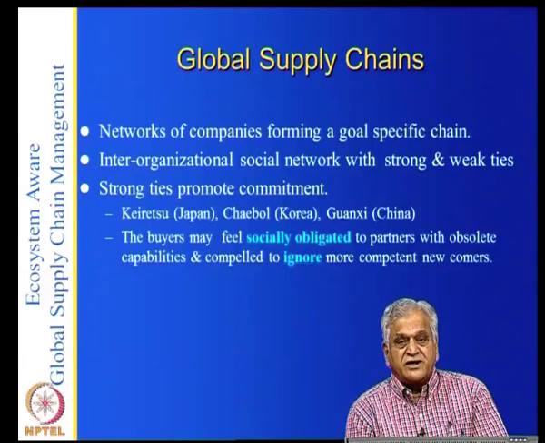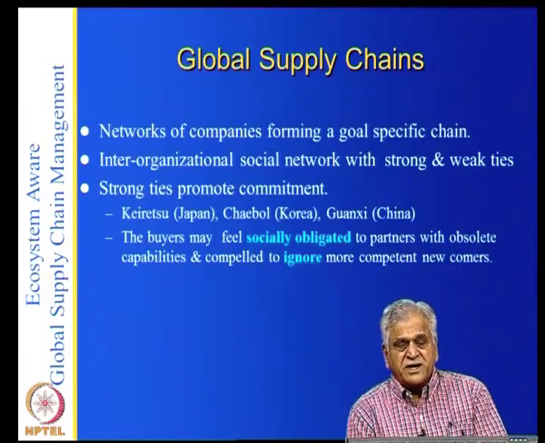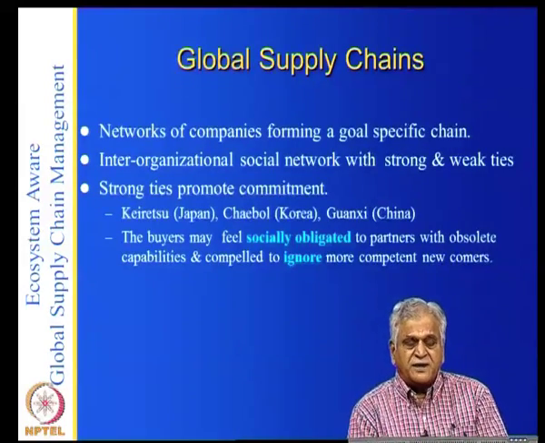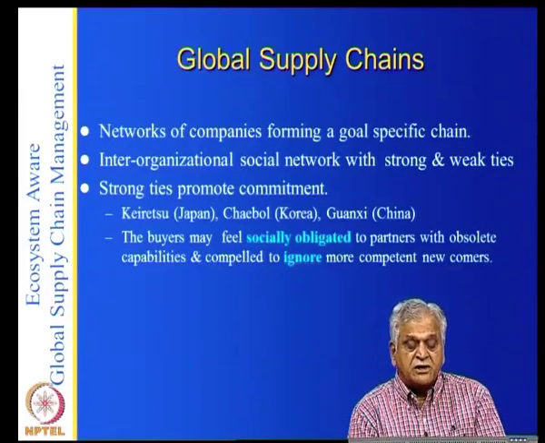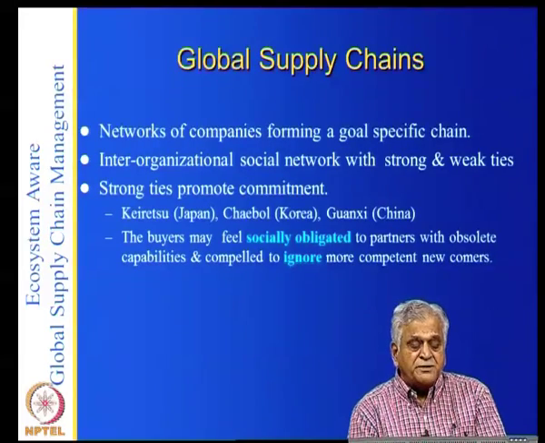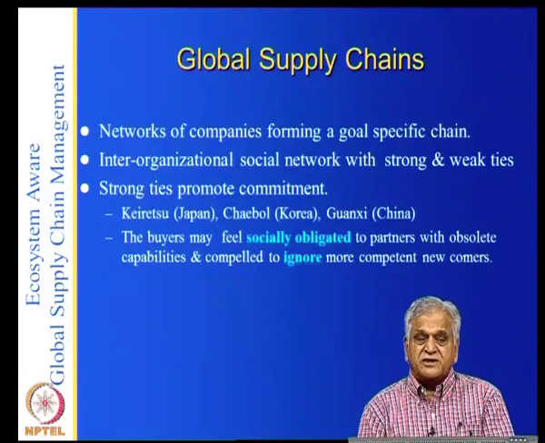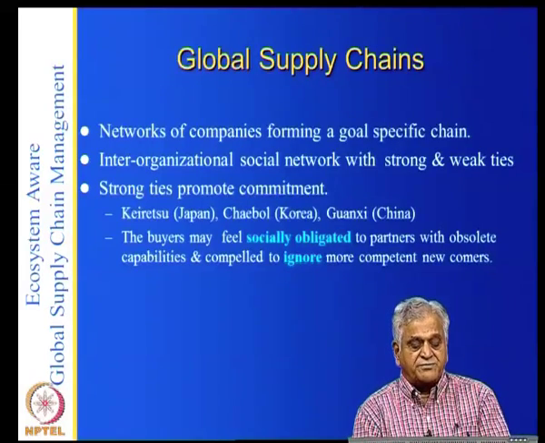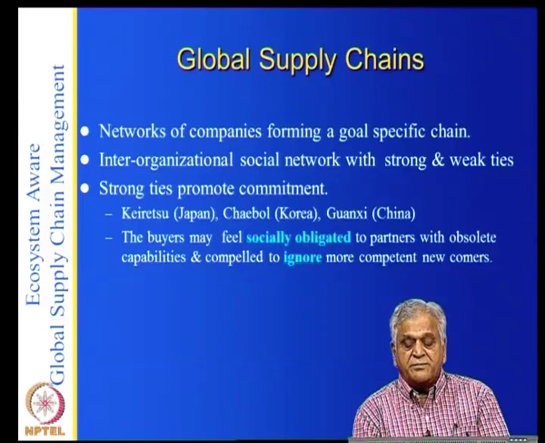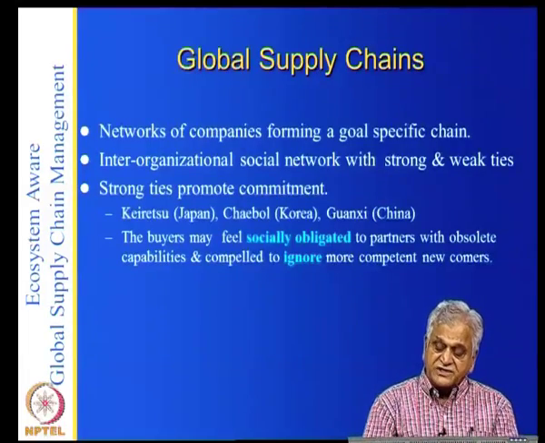suppliers may soon get outdated. Their products may become outdated. So either you have to train them and update them, or help them to become modern with the new technologies, or you have to move out. But the buyers may feel socially obligated to the partners. So that means you think that since you have a strong relationship, you have to update them or still keep buying from them, and ignore more competent newcomers. So that's one thing that usually happens, particularly when technologies are changing so fast.